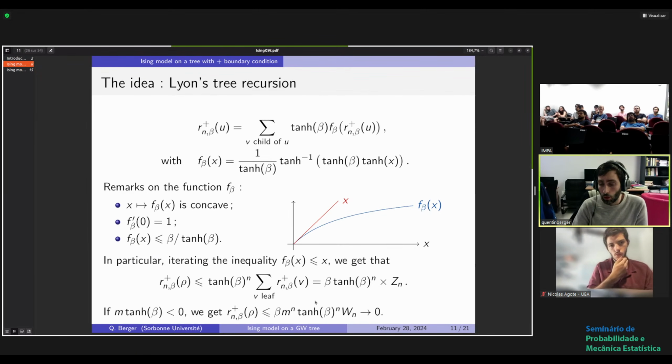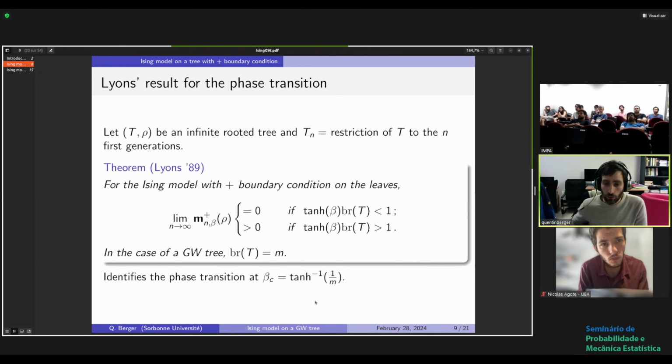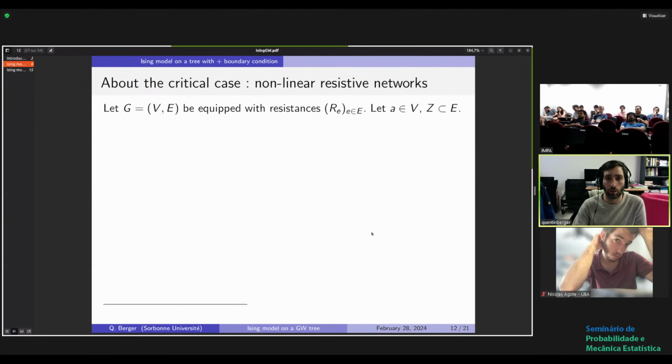So one observation with the Lyons result is that here I didn't tell you what happens at the critical point. And it was actually not treated in Lyons' results because this one already identifies the critical point. But what happens at the critical point was dealt with later by Pimentel and Perez. And to be able to talk about that case, I need to introduce some things I didn't know about two years ago. It's nonlinear resistive networks.